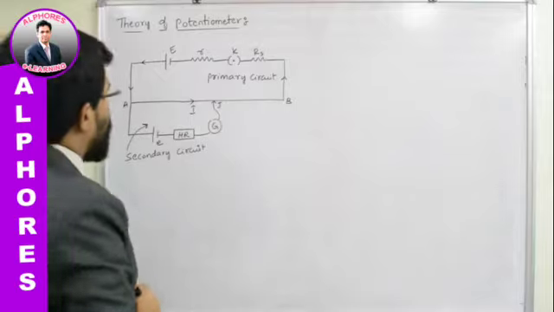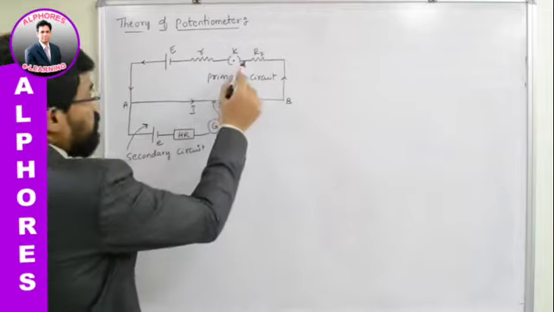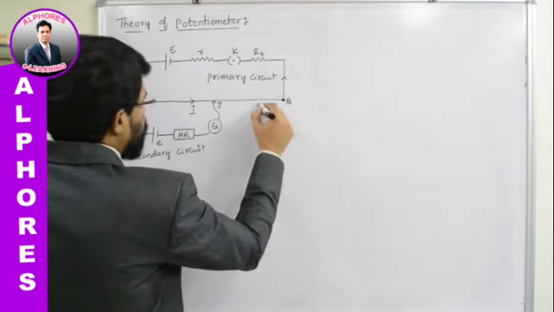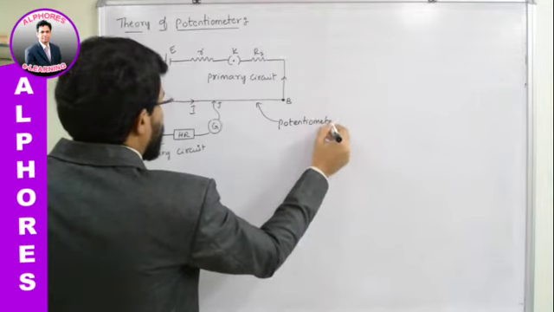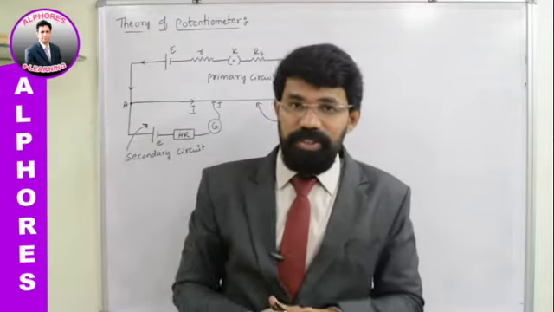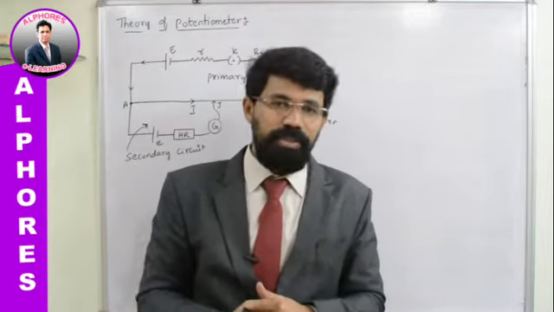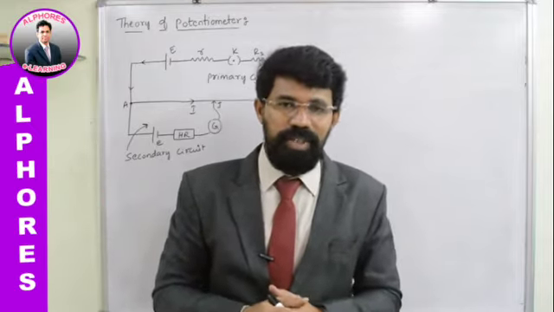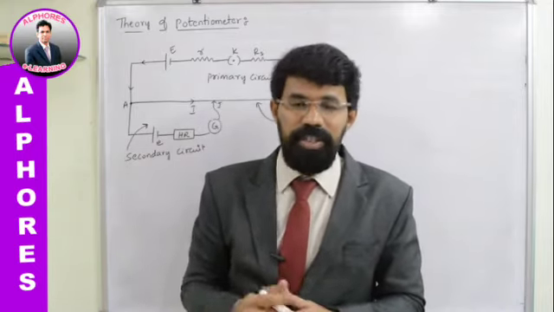So what is there? One cell is there with EMF E, and its internal resistance is written here, small r, and a series resistance Rs is connected, and there is a wire between these two points A and B. That's called the potentiometer wire. Unlike in the case of the meter bridge, here there are no restrictions. The length of the potentiometer wire can be anything: 2 meters, 3 meters, 4 meters. Whereas in the meter bridge, you are restricted to use only 1 meter, 100 centimeters of wire. But here, the wire between A and B can be whatever length, according to the requirement.